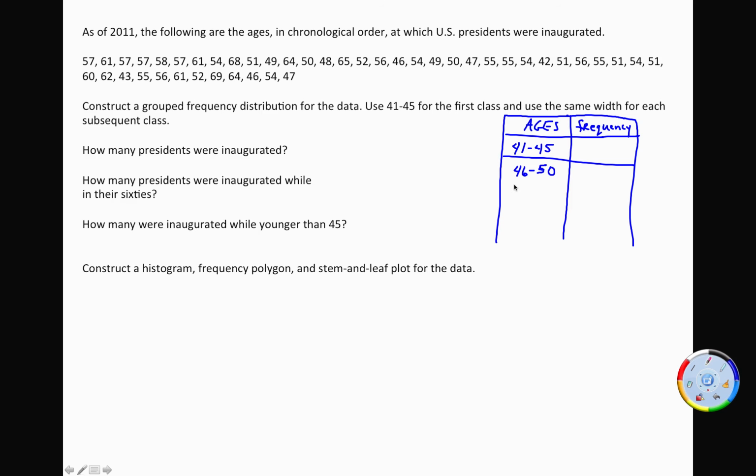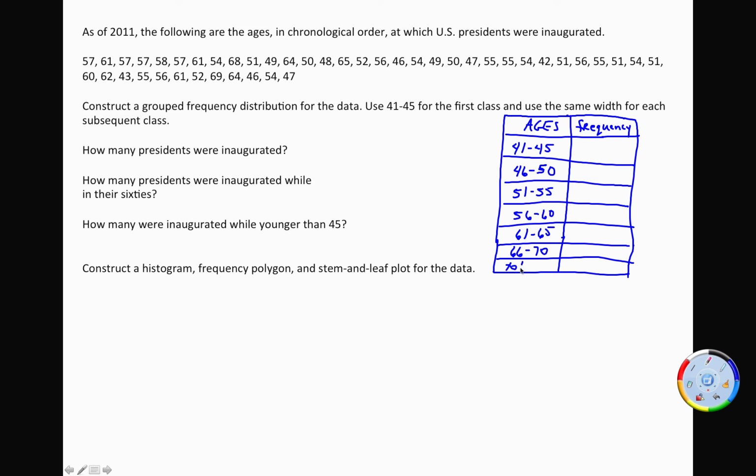50, make them the same width. So this next one should start with 51 through 55, right? 51 through 55. 56 through 60. 61 through 65. 66 through 70. And let's have a total on the bottom to double check ourselves. All right, let's count from 41 through 45.